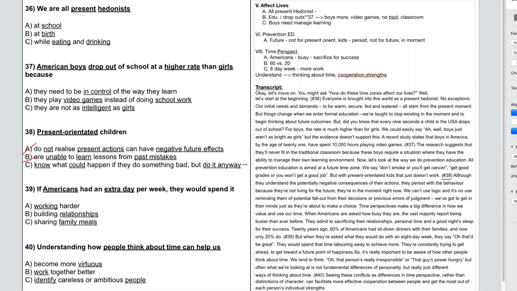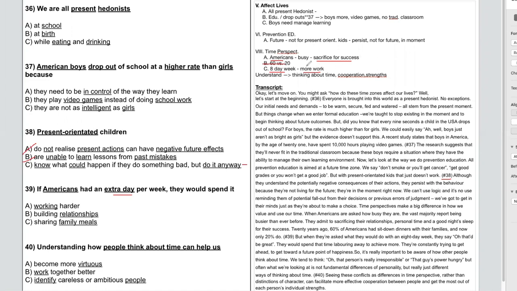Let's go ahead with number 39. Now, number 39 was right around here in our last section, and we were talking about Americans. So this is a great keyword. We see it in our outline and also in the question. And it talked about 60 versus 20. We need not worry about that because that was not in our question. And it says here, more work, sacrifice for success. Now, the fact that the speaker said 8-day week, this is a synonym for extra day per week, since we know we have 7 days in a week.